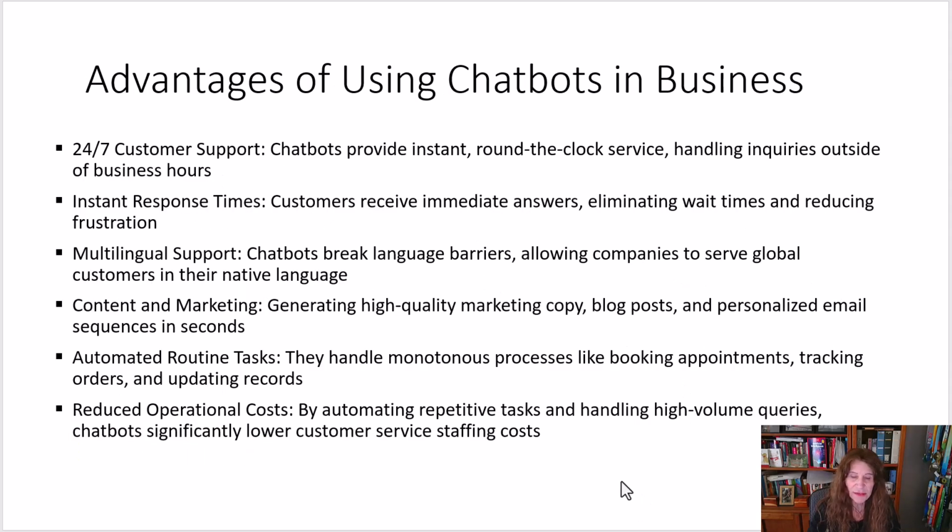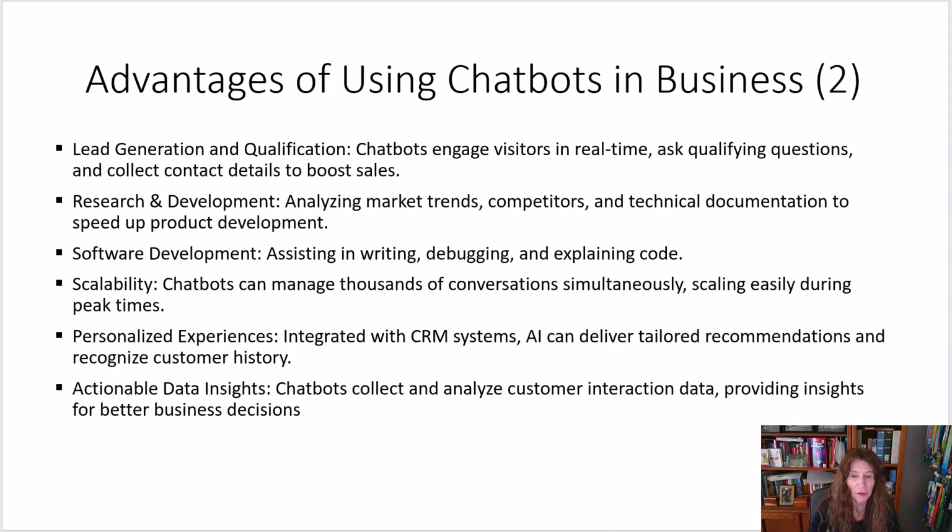Many businesses are using chatbots. It can provide 24/7 customer support, instant round-the-clock service. Customers receive immediate answers. There's no wait time. Multilingual support, not a problem. Content and marketing. It can generate quality copy and personalized email in seconds. It can automate routine tasks that people used to have to do. And it can reduce operational costs by automating these tasks and lowering customer service staffing costs. There are a lot of advantages to the business for using a chatbot.